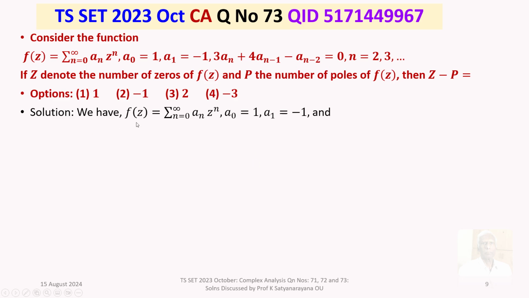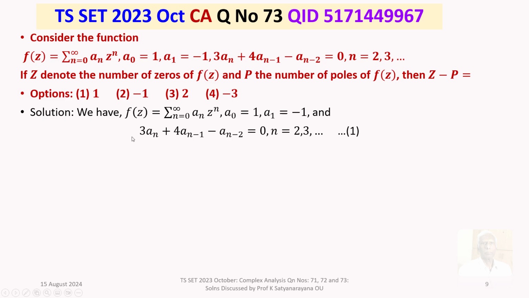We have f(z) = sigma n = 0 to infinity a_n z^n, where a_0 is 1, a_1 is minus 1, and you are given a recurrence relation 3a_n + 4a_{n-1} - a_{n-2} = 0, and n = 2, 3, 4, etc.